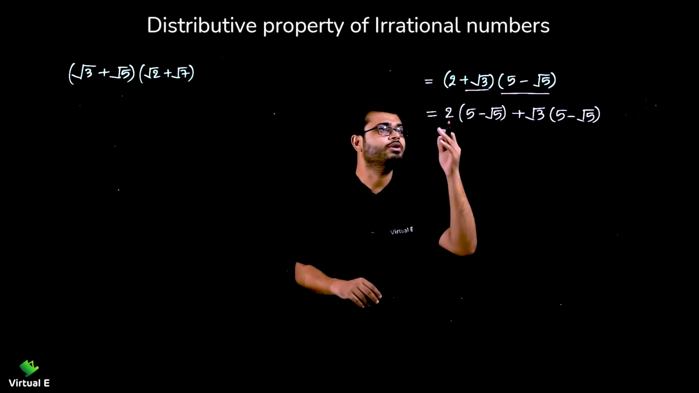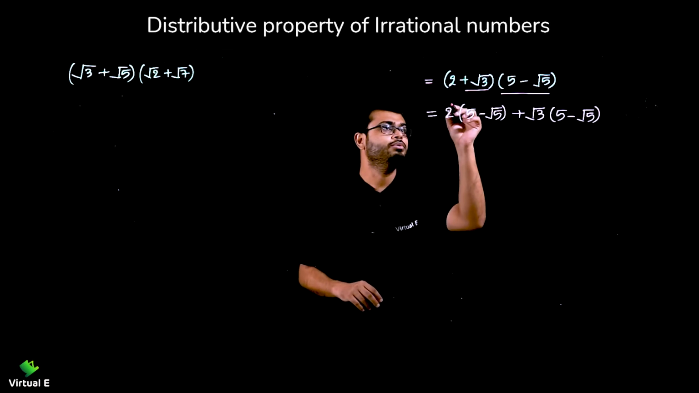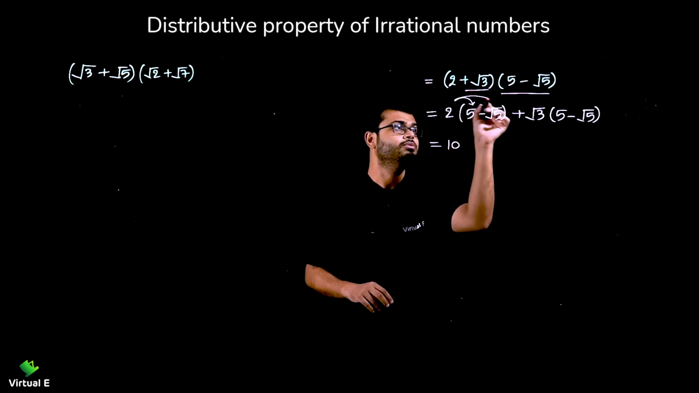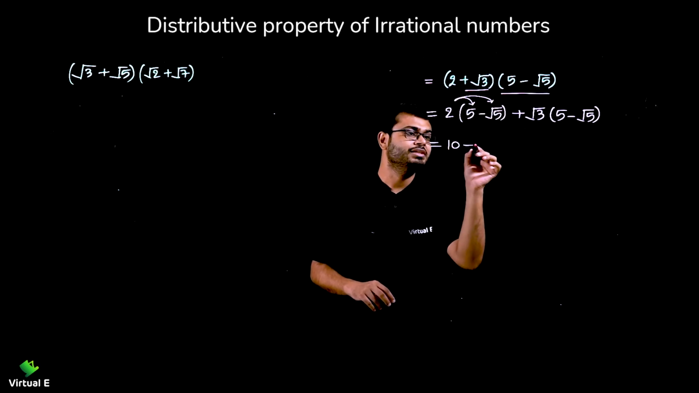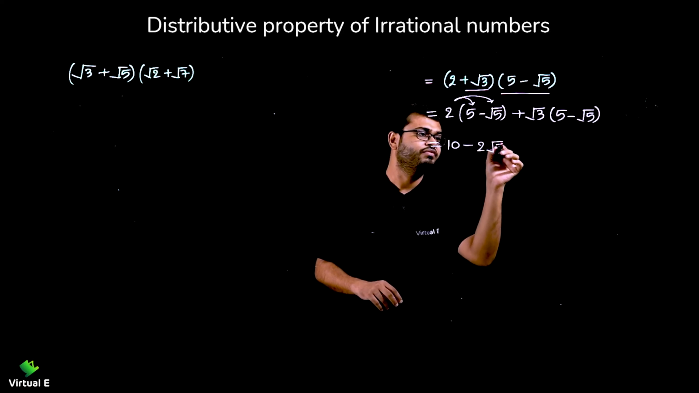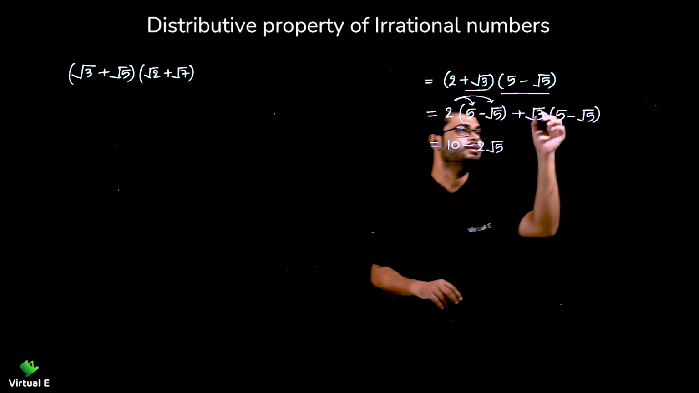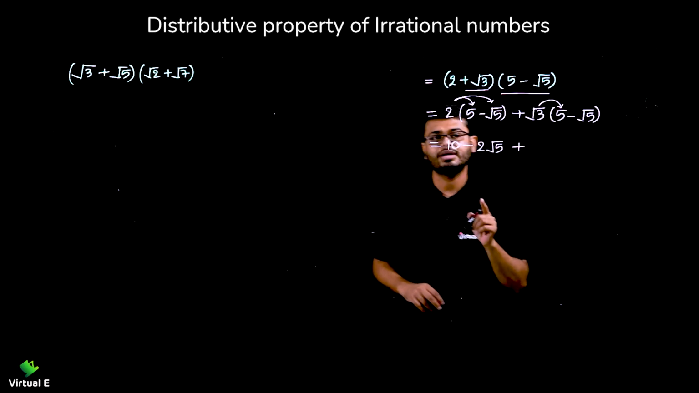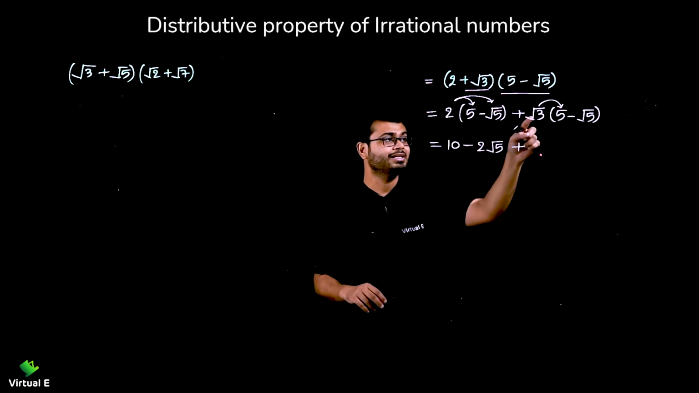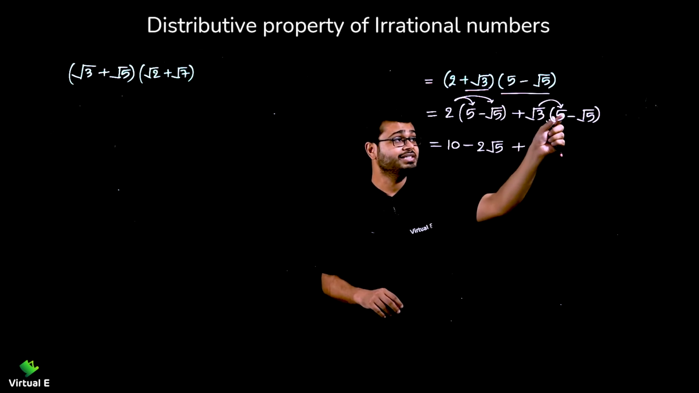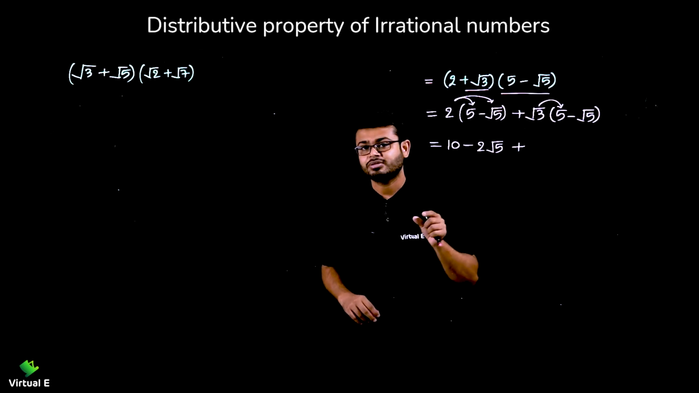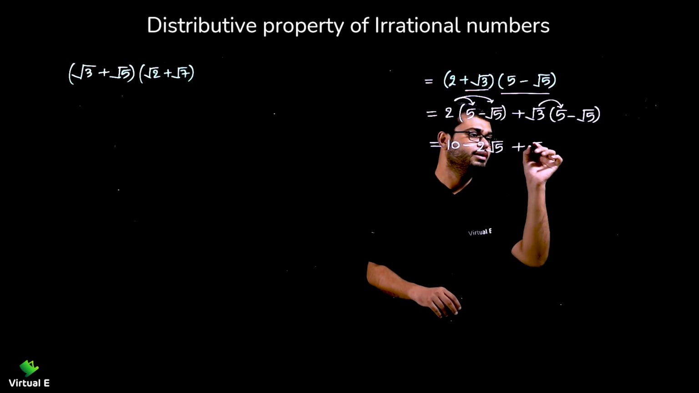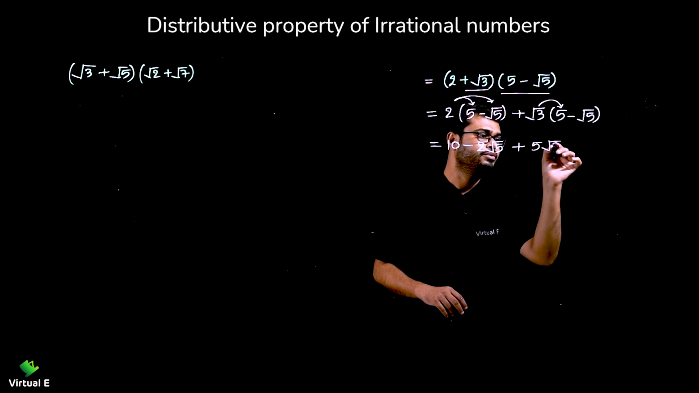Now second, we are going to use the distributive property. 2 multiplied by 5 is 10, and 2 multiplied by root 5 is minus 2 root 5. Done. And here root 5 multiplied by 5. Remember, do not write it like 15 under the root in this case. This 5 is the whole number and this is an irrational number, so we are not going to keep it under the square root, right? 5 as a whole number stays as it is, and here root 3.